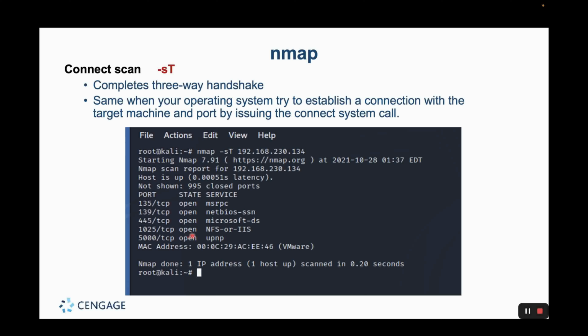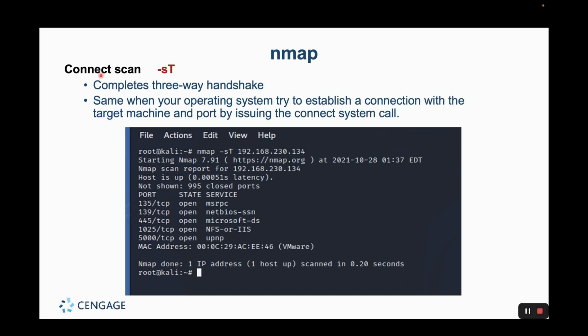Now, in some cases, if you see closed instead of open, it means the port is closed, and the target system will send a TCP reset packet. Nmap marks the port as closed because it received a reset. If it's a filtered port, if there is a firewall or any filtering device in place, the connection attempt might be dropped altogether without any responses. In this case, Nmap may mark the port as filtered.